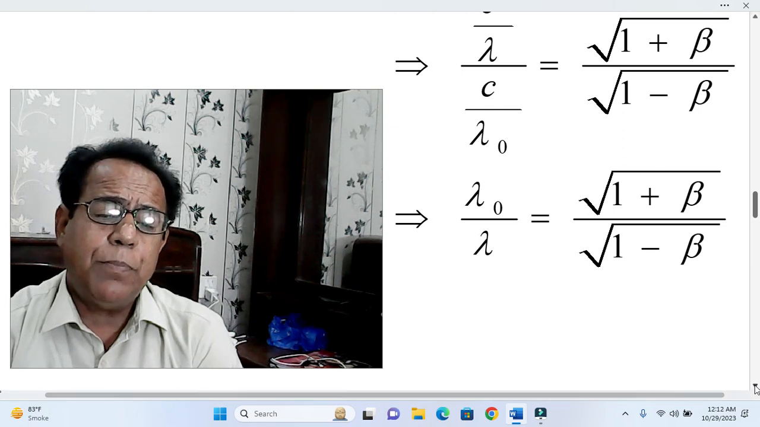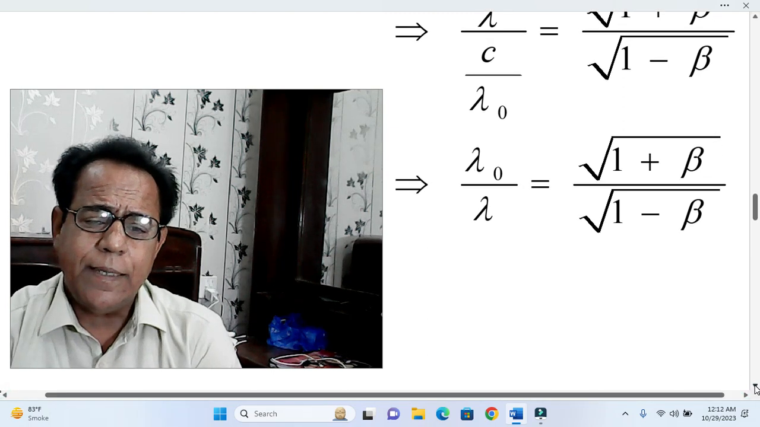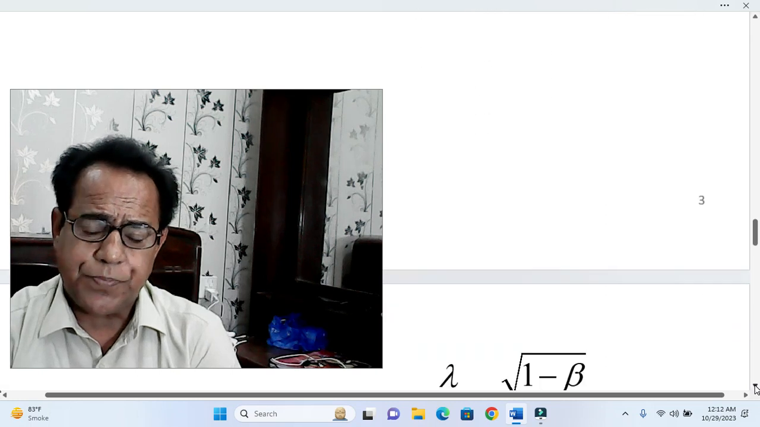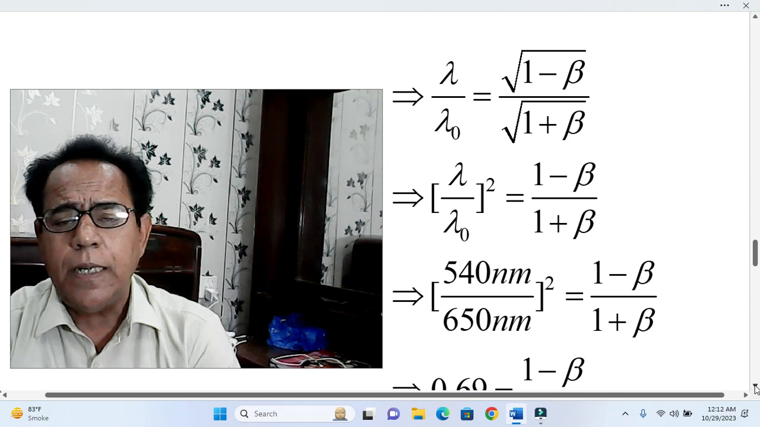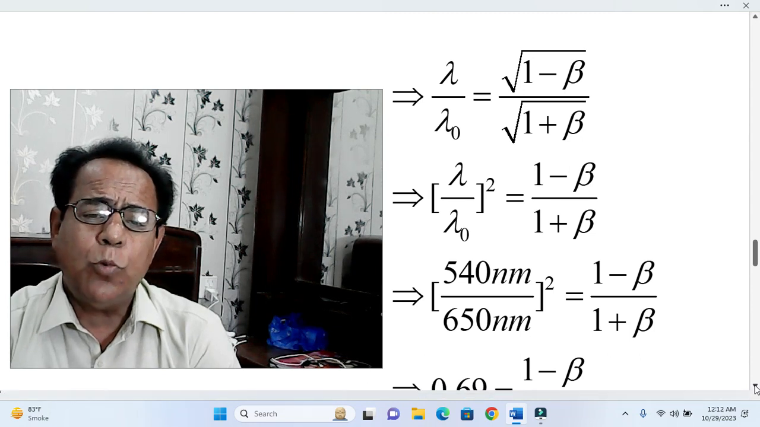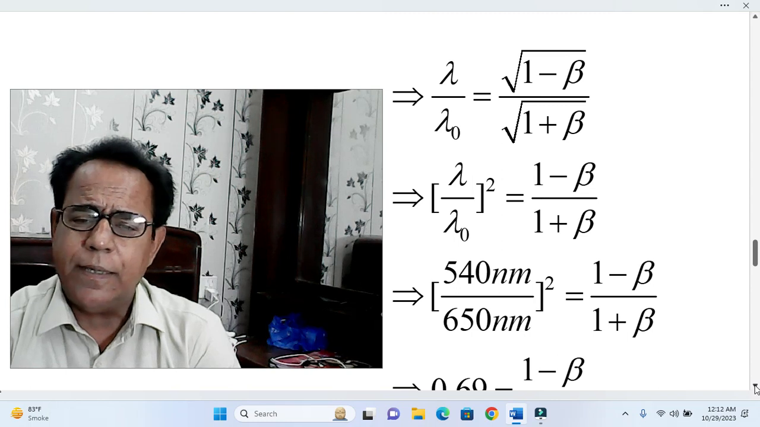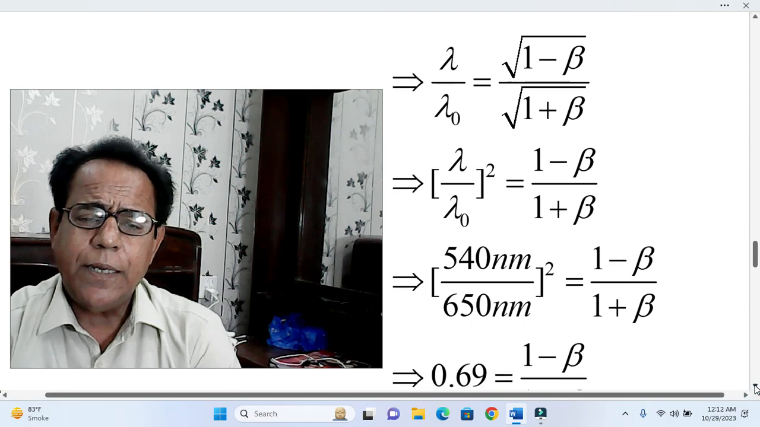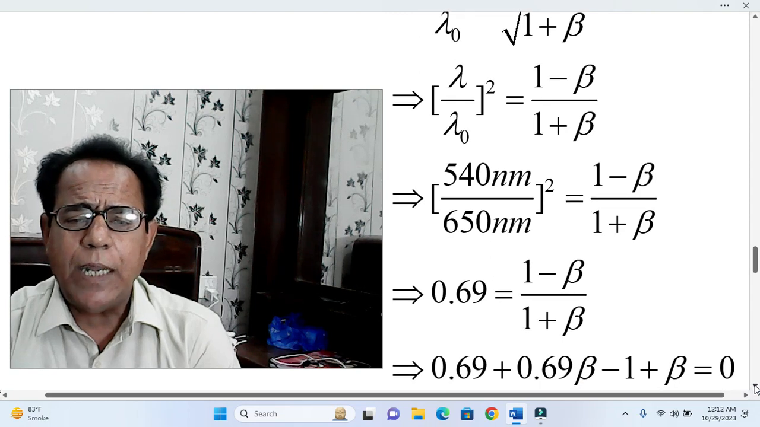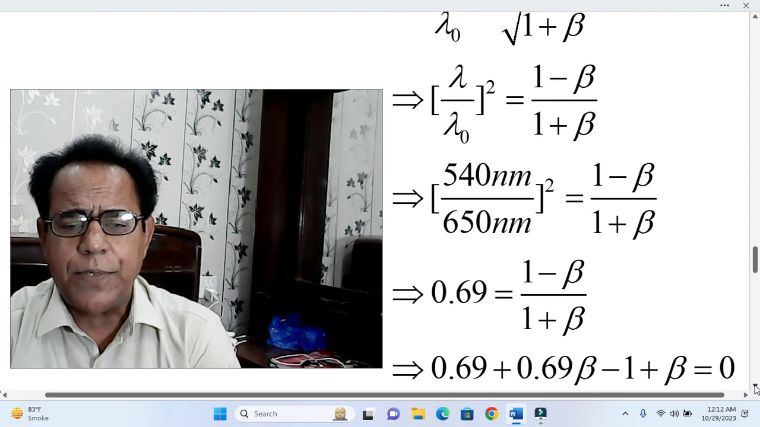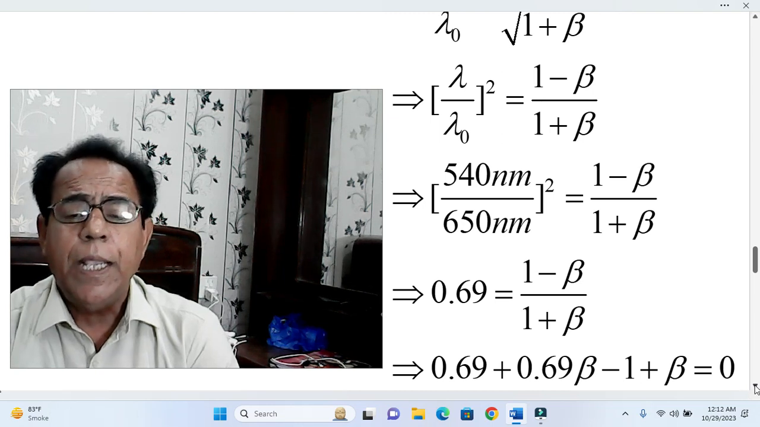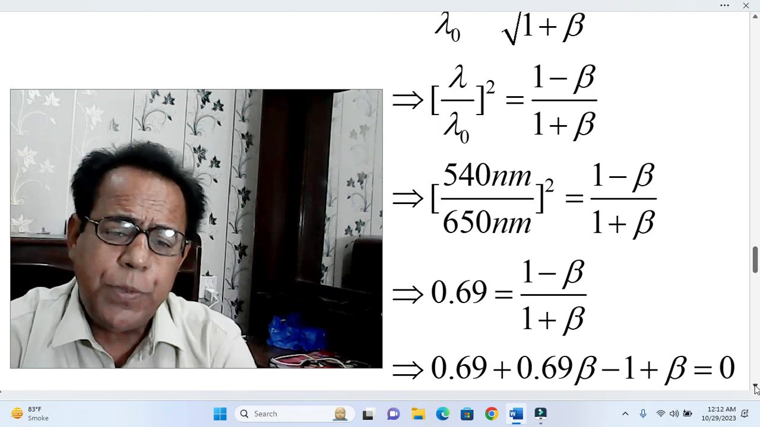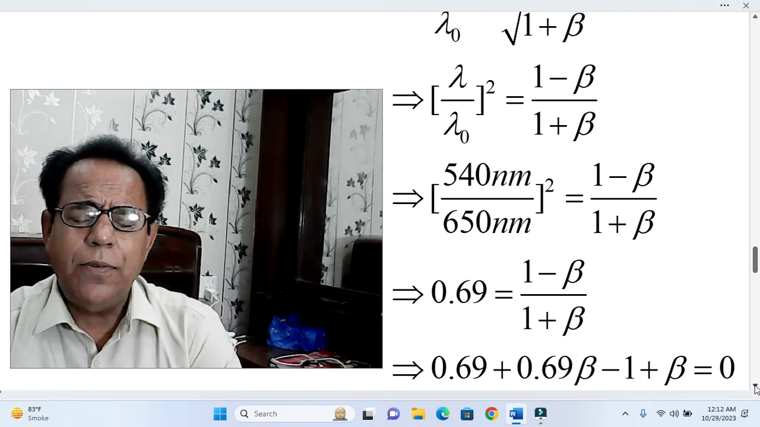In the next step we will take a square on both sides, and hence the under root will disappear. This implies that lambda over lambda naught equal to this, and when we take square on both sides, this becomes this. Here lambda is 540 nanometer and lambda naught is 650 nanometer, whole square equal to 1 minus beta over 1 plus beta. Nanometer square will be cancelled with nanometer square, units will be cancelled out.